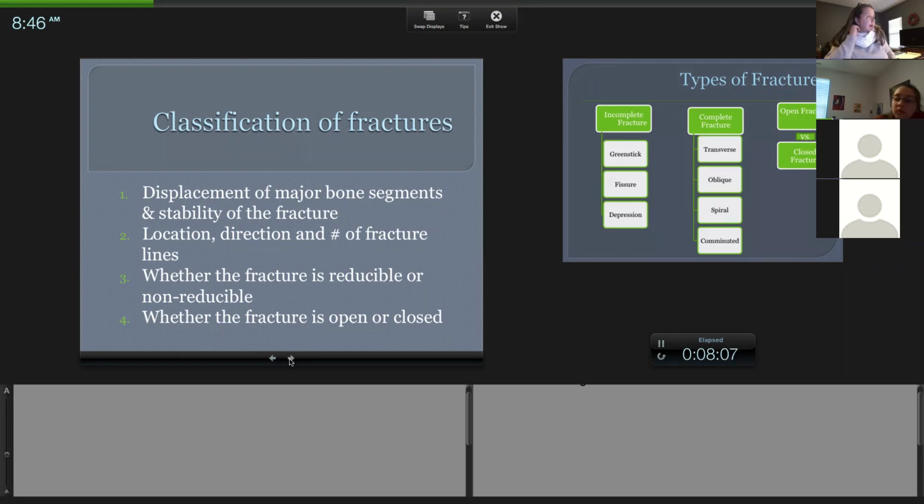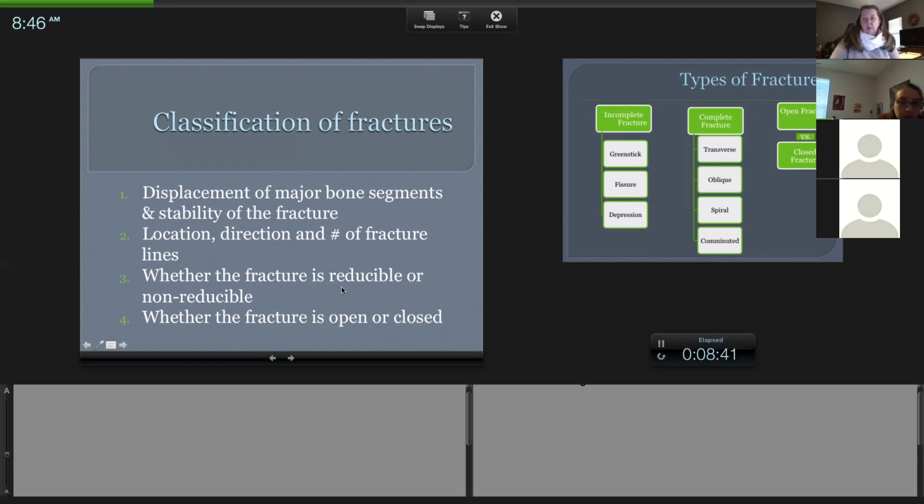And then, is it stable? And also, how many fragments? Okay, we're going to talk about 2 pieces versus 3 or more. Then the location, the direction, and the number of fracture lines. We're going to talk about whether the bone is broken in a line straight across, which is a transverse fracture, or broken on an angle, which is an oblique fracture. And then how many fracture lines do we see?